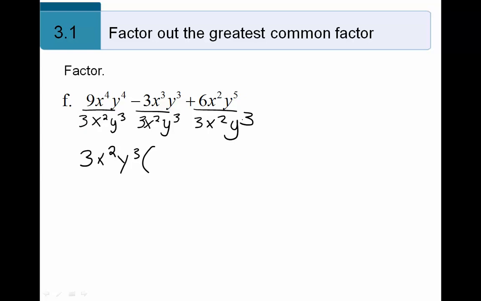So 9x to the fourth y to the fourth divided by 3x squared y cubed is 3x squared y, minus x cubed divided by x squared is just x, plus 6 divided by 3 is 2. y to the 5th divided by y to the 3rd is y squared.